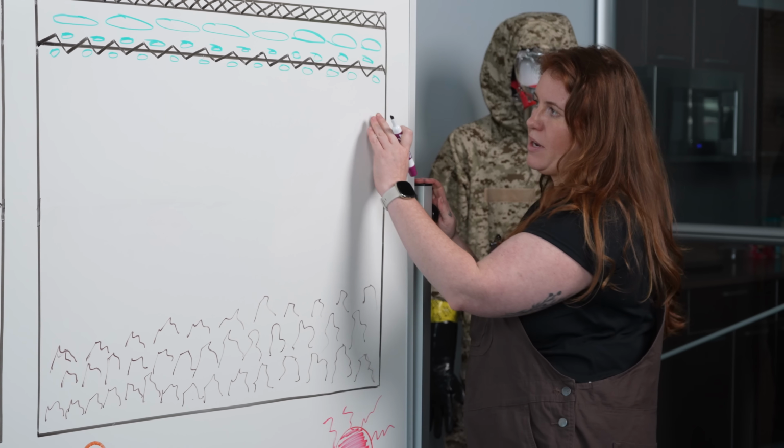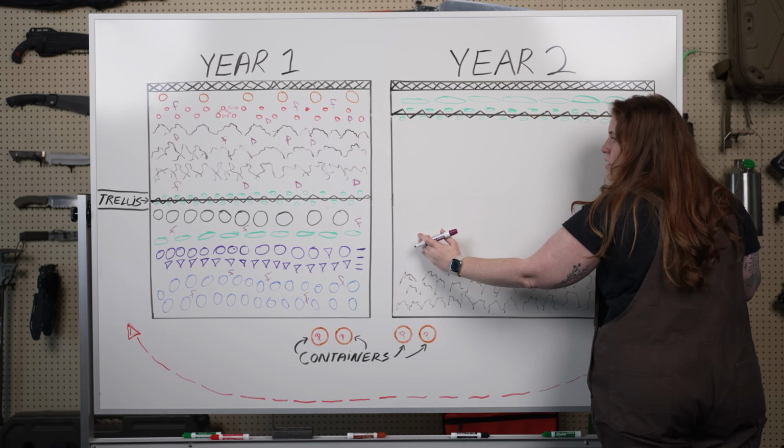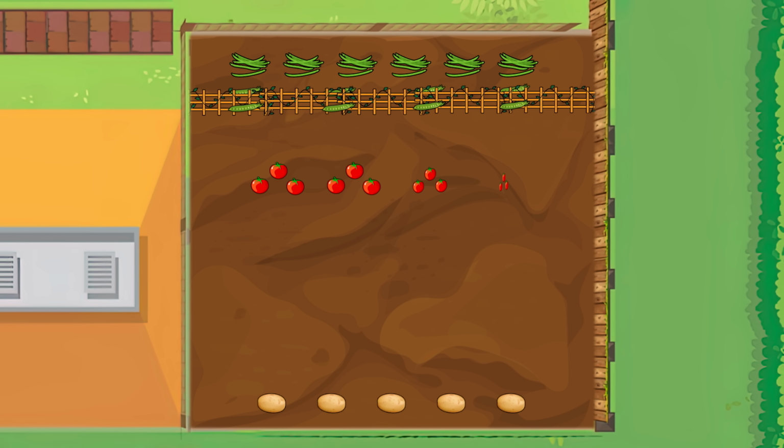So I'm going to put tomatoes here. Okay, so just slightly offset from where they were before. Or you could put tomatoes here. We'll do a row of tomatoes here.